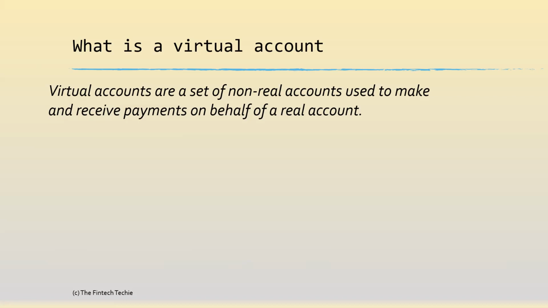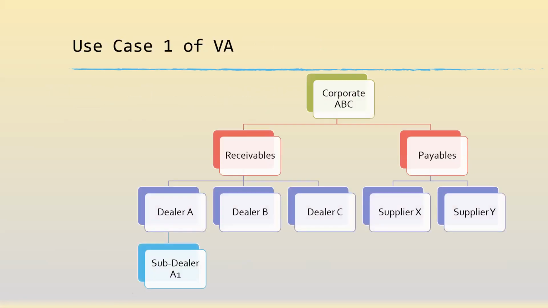So let's try to understand it with a use case. Let's assume that we have a corporate ABC having one account with its bank. Now, this bank has one real account for the corporate, and it gives the flexibility to the corporate to create as many virtual accounts as possible. Now, the corporate, like any other corporate, has got receivables from its dealers and payables from its suppliers. So for each dealer, the corporate creates a virtual account. So dealer A will have a virtual account, dealer B its own virtual account, and so on.